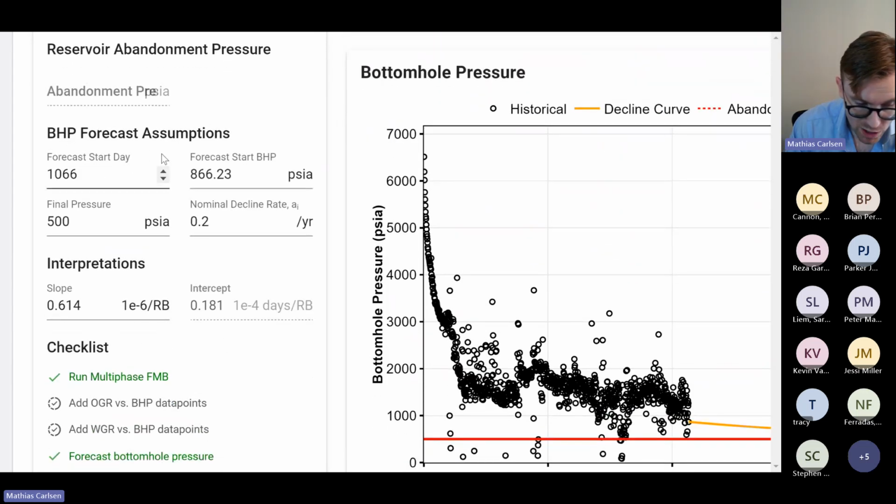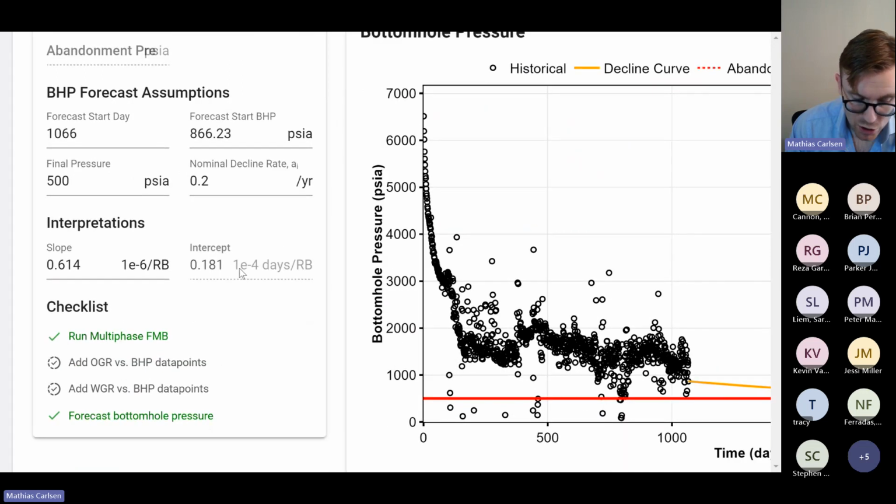The BHP forecast assumptions, that's just related to this plot right here. The interpretations, that is just related to the multiphase FMB slope. And the checklist: have I done everything before I need to click Run? And here we're missing OGR versus bottom pressure and VGR versus bottom pressure.